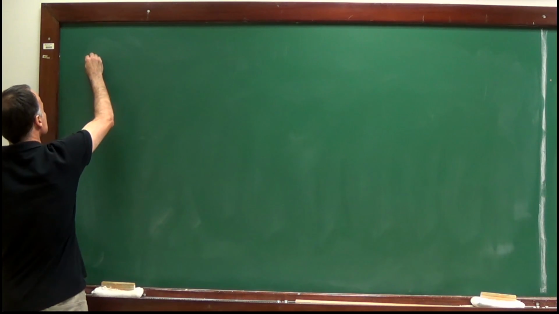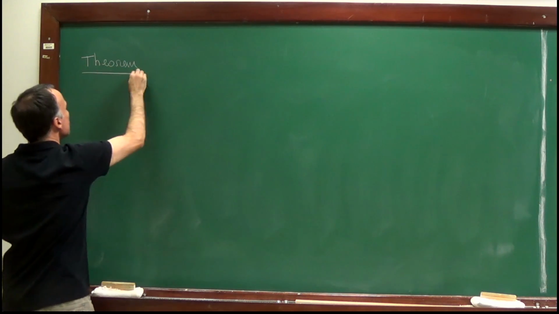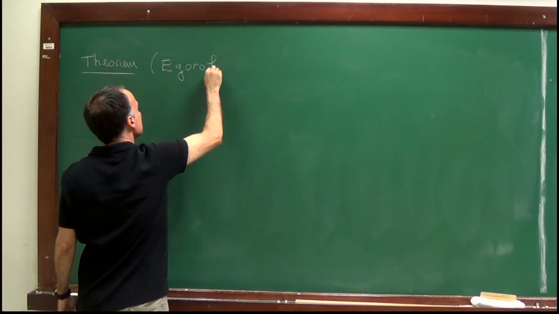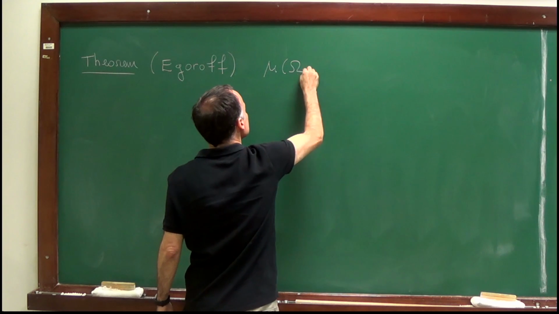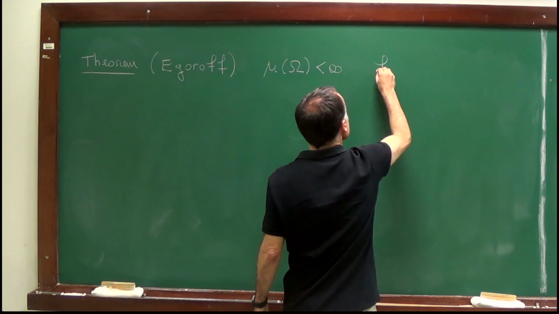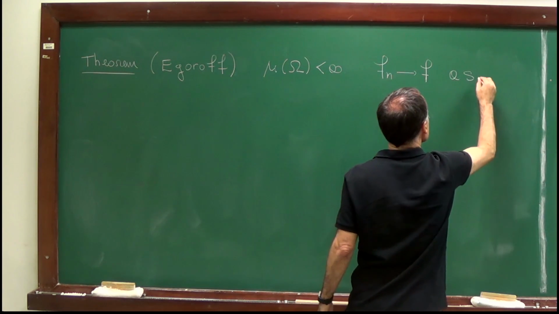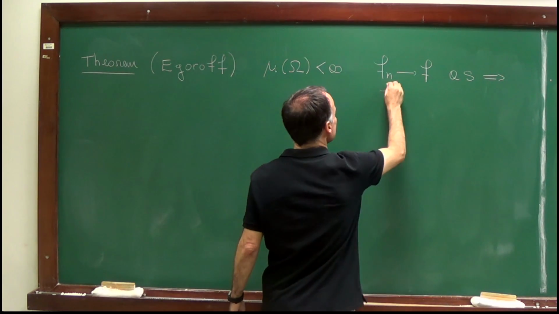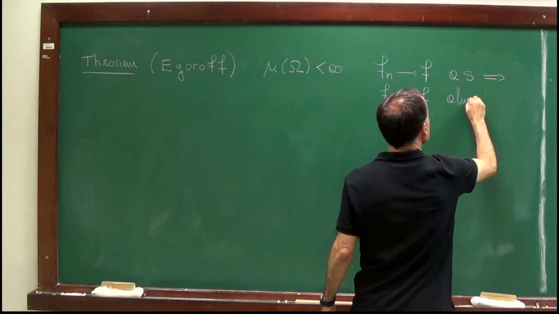So let's state the theorem, which is due to Egorov. Assume that the measure of the set omega is finite, and let's consider a sequence fn which is converging to f almost surely. Then what we claim is that fn is in fact converging to f almost uniformly.